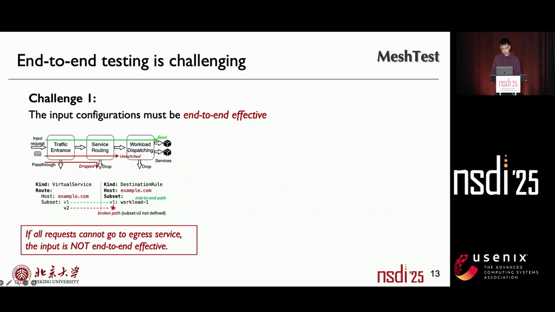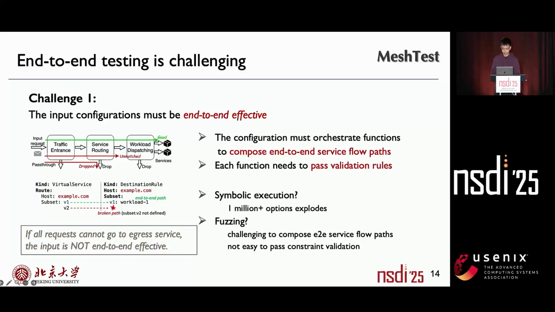However, creating input configurations is very challenging. This is because the configurations must be end-to-end effective. Here we define an input configuration as end-to-end effective if the configuration is able to take over and route the request to the destination, like the green lines on the left figure. If all the lines are broken at some stages, such as the red lines, the request cannot go to the destination, so the input configuration is not end-to-end effective.